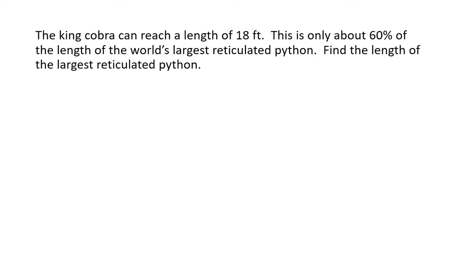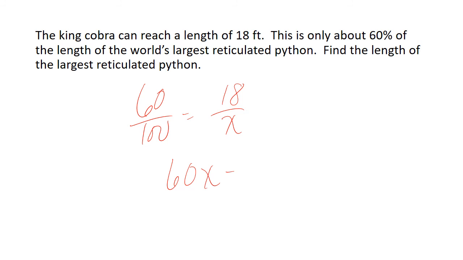The king cobra can reach a length of 18 feet. This is only about 60% of the world's largest reticulated python. Find the length of the largest reticulated python. So we are going to put our 60 on top. Got our 18 on top. So x would be equal to 30 feet. So let's make sure that that makes sense.